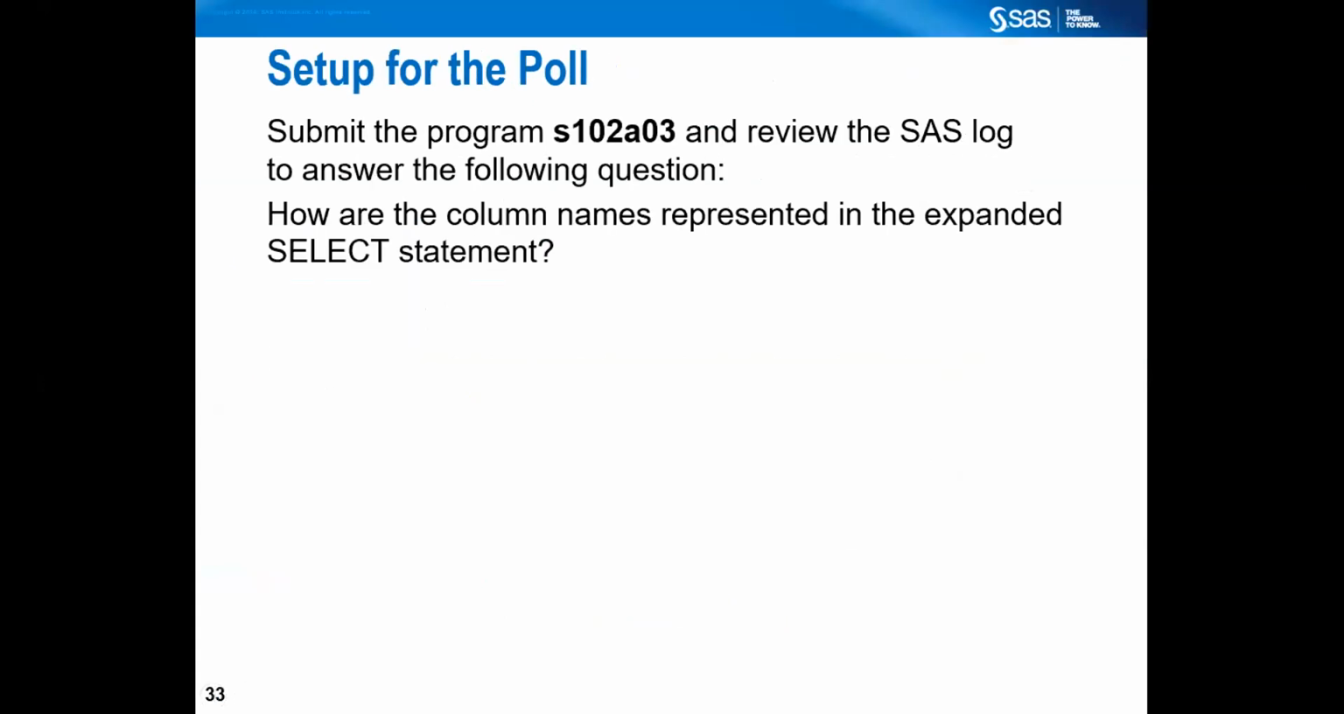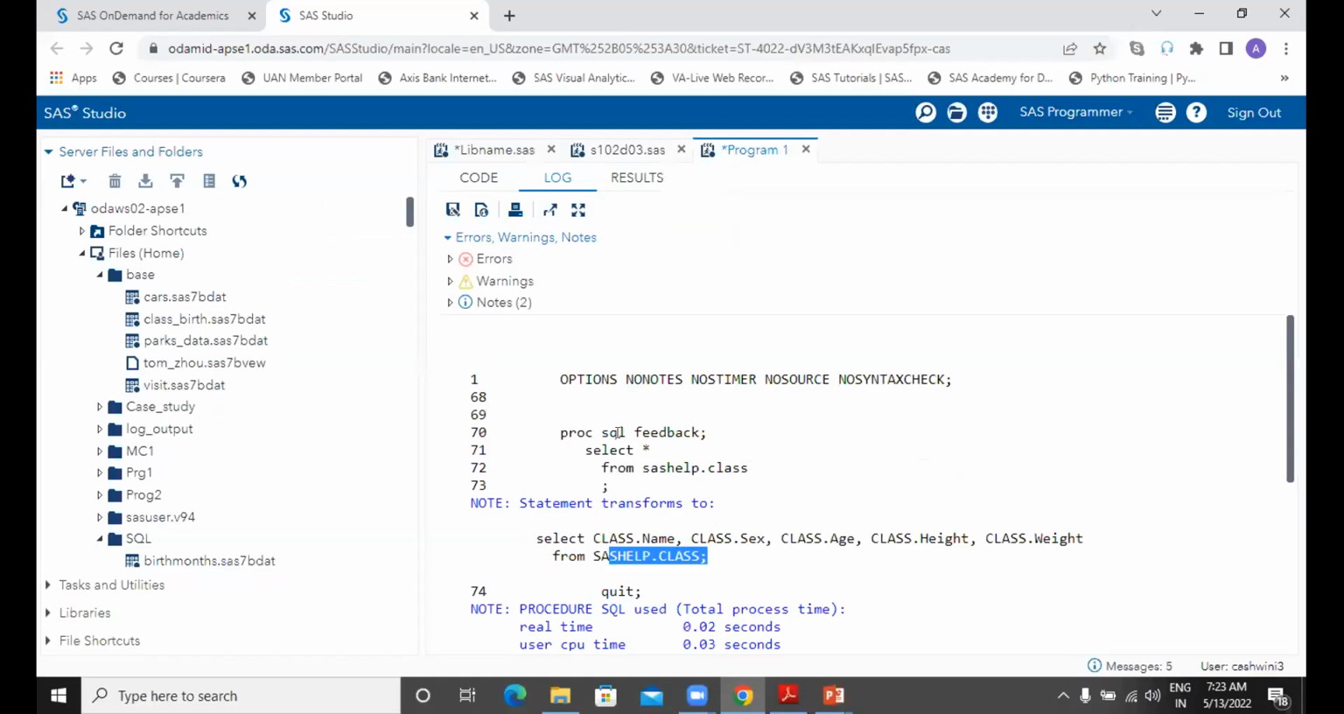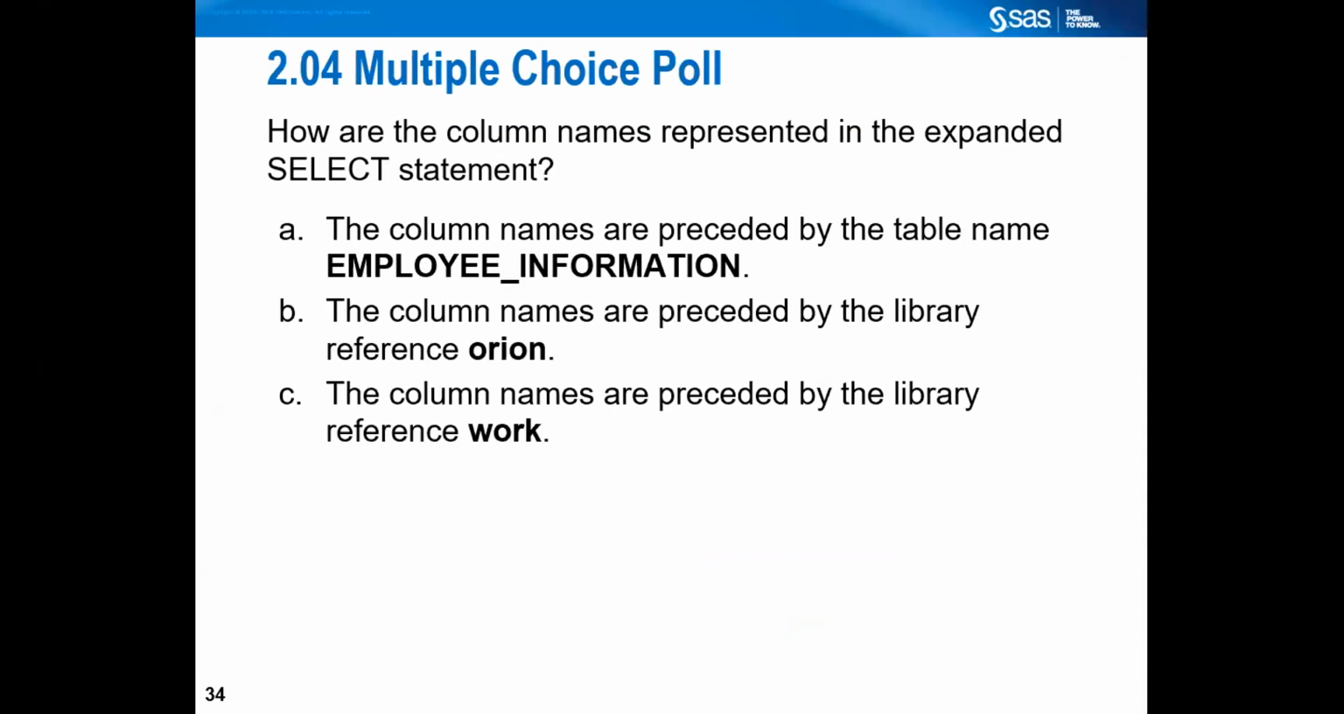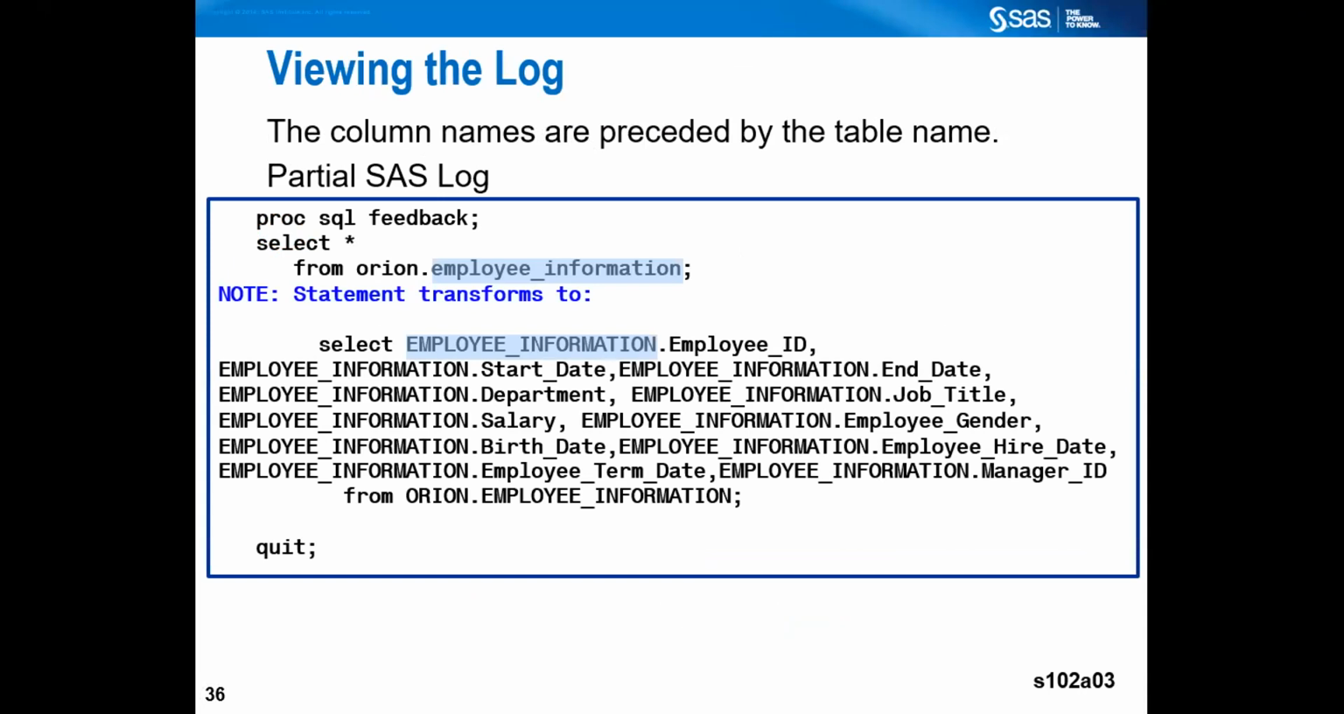Now it's asking us to work on this activity A03 and review your SAS log. How are the column names represented in the expanded SELECT statement? We have already seen how it is expanded in the log when you write a SELECT statement with asterisk and feedback. The input table name precedes them. Yes, absolutely. It gives you the table name along with the column which it's querying, correct? So in this example, the column names are preceded with the table name. In our case, we were using sashelp.class, so it shows only the table name. This is how it showed us.